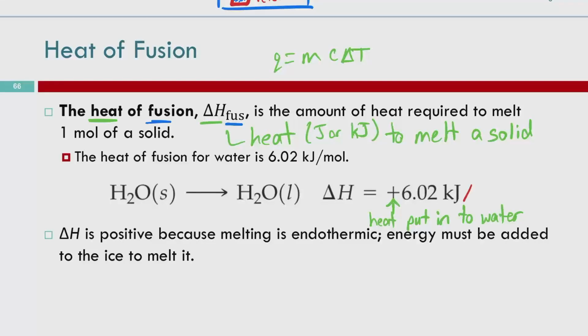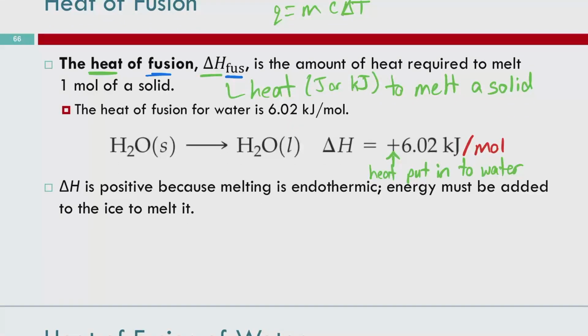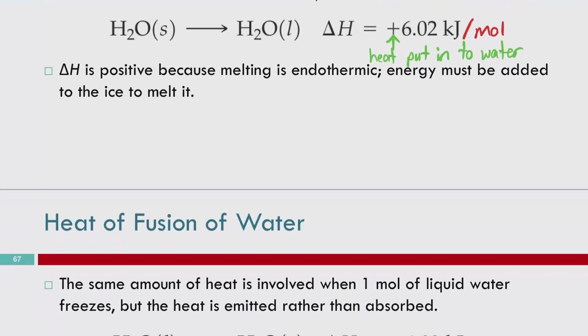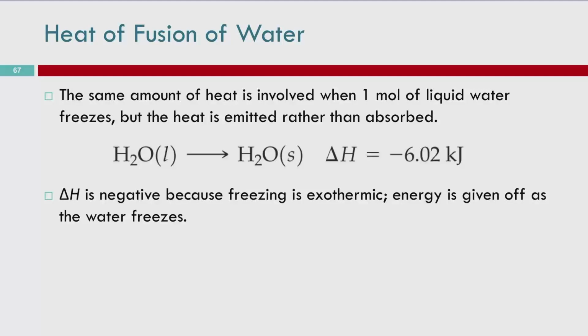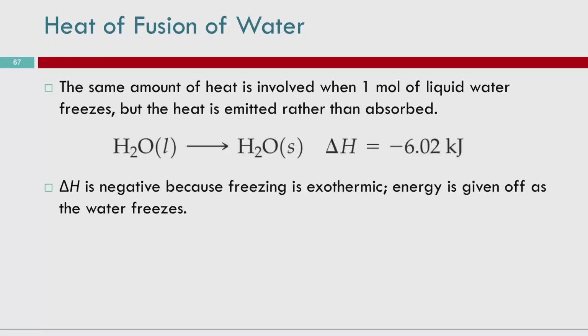There's also this secret per mole bit that is almost always excluded. It's always there. We always are talking about this in terms of per mole, but it's usually omitted. So that's our heat of fusion. There's also the same amount of heat involved when we freeze water. So we have the same amount, the same number, but negative if we are going the opposite direction.